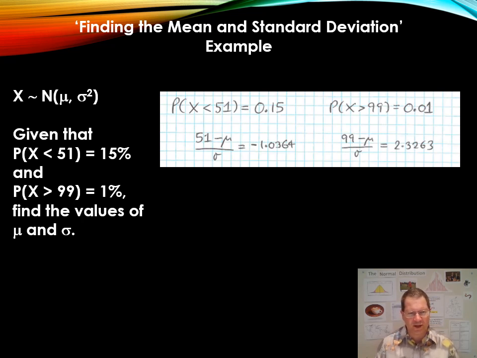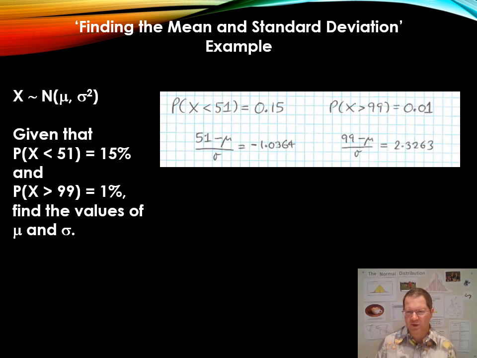But then we can do the same thing again with the other fact. So the probability that x is greater than 99 is 1%, 0.01. So if I go back into menu 7.3, I type in an area of 0.01, and I work out what the z value is. I need to make sure that it's a positive z value, because we're on the right hand side of the graph. So 2.3263, and that is equal to 99 minus mu over sigma.